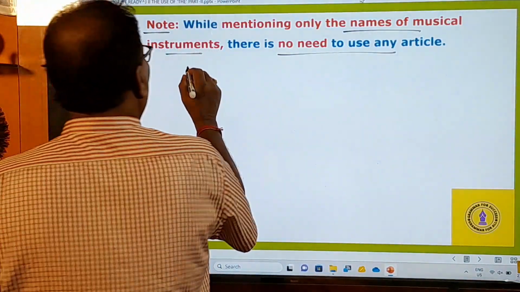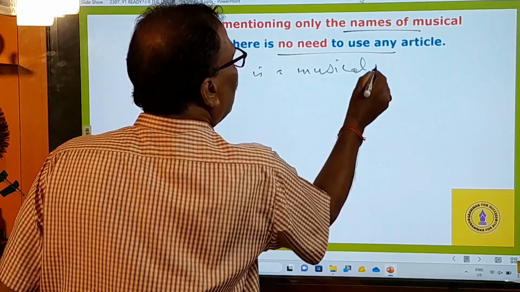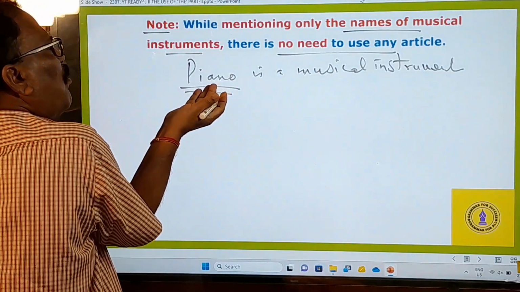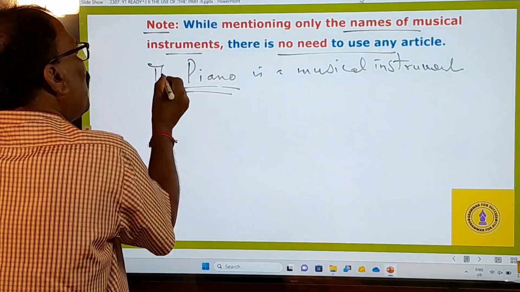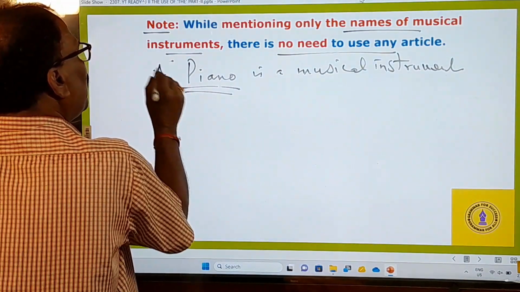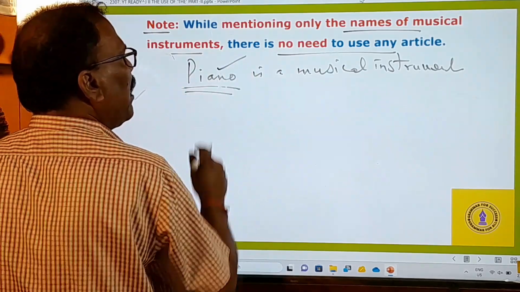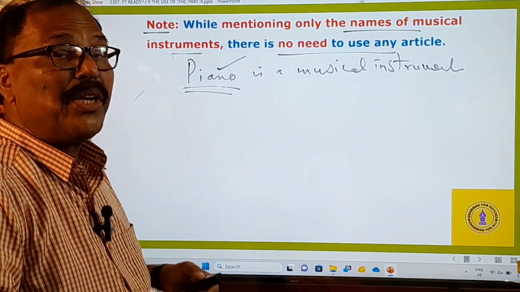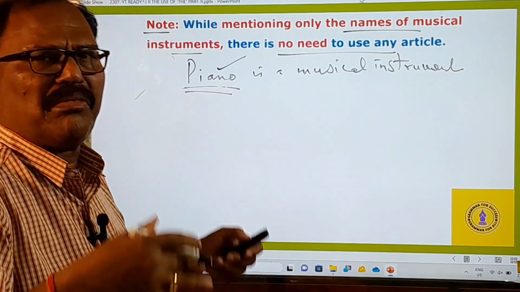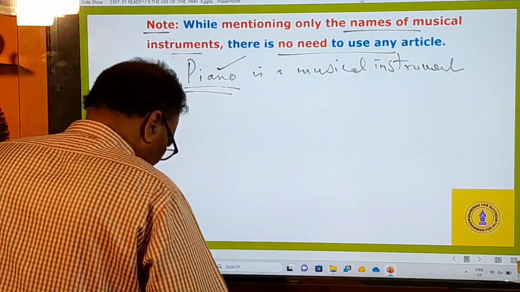For example, "Piano is a musical instrument." You are simply talking about piano, and here we are talking only about this musical instrument, and therefore we don't need "the piano is a musical instrument" or "a piano is a musical instrument." So no article is necessary before the names of musical instruments when you mention them only for the musical instrument's sake. If you just mention them, no need of using any article. So here I am giving some examples.